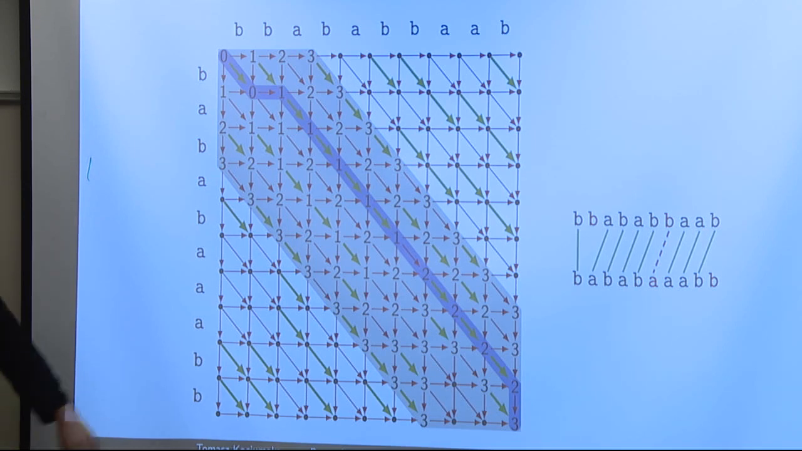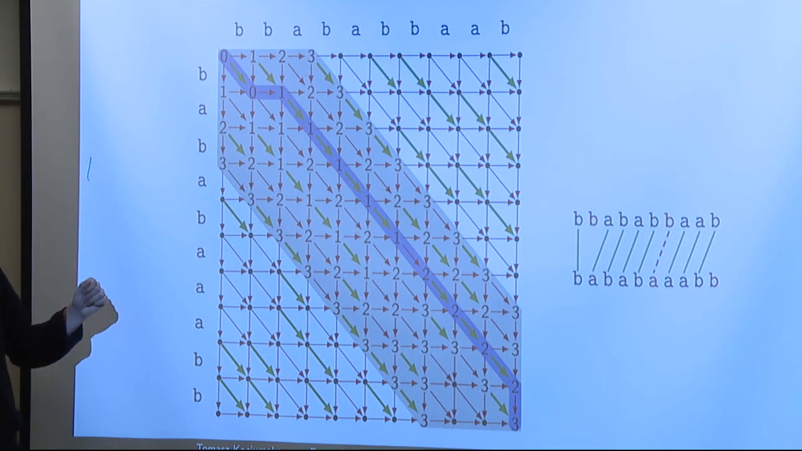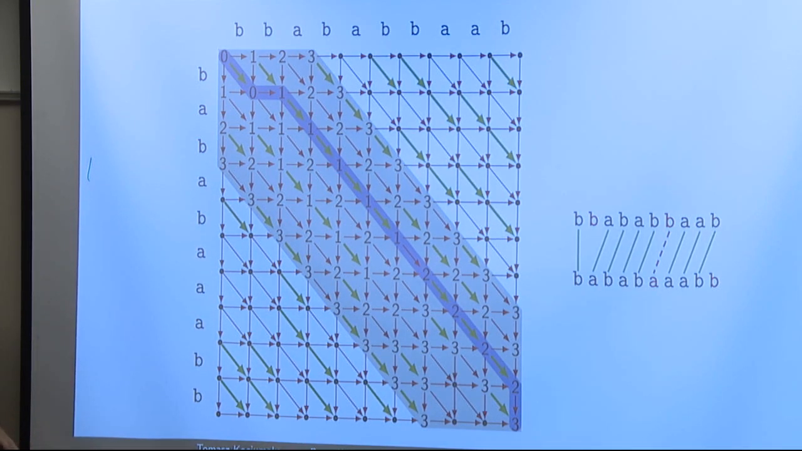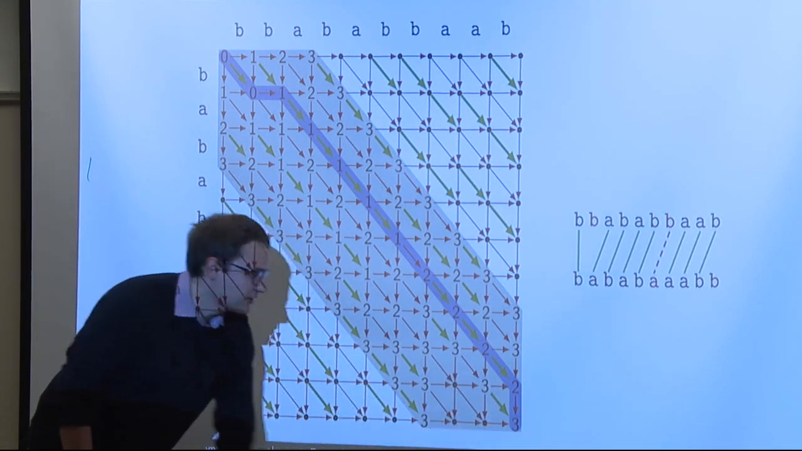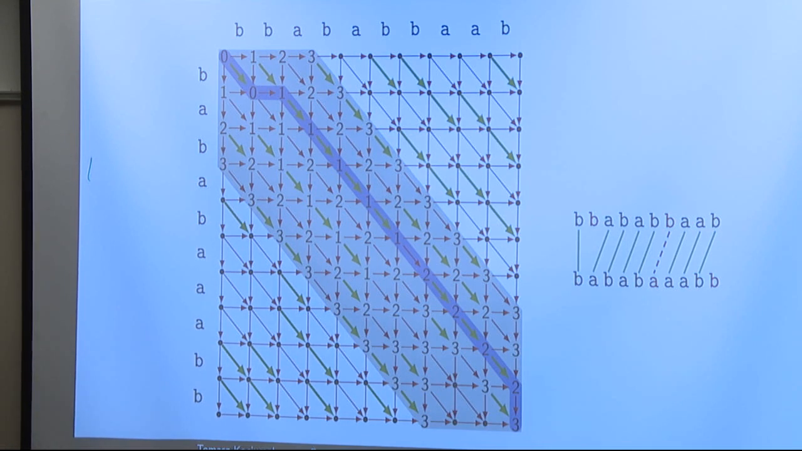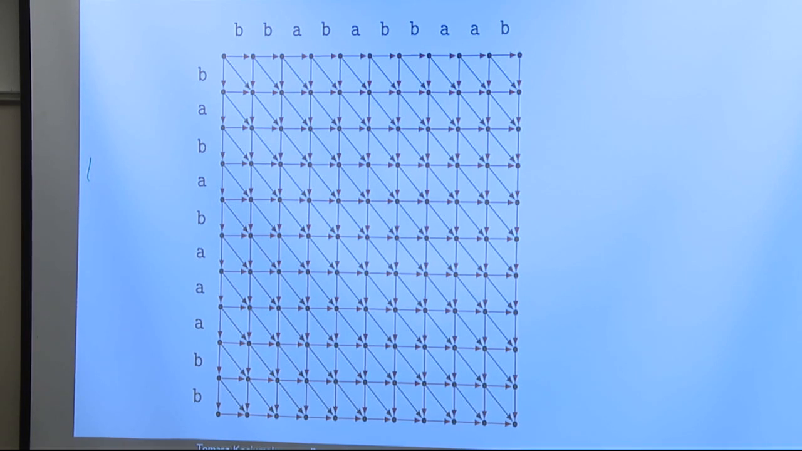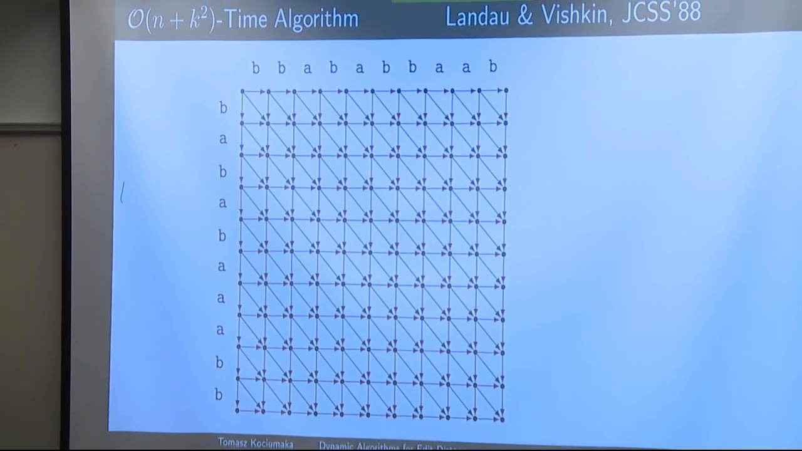Alternatively, you could just forget about the vertices outside this band and compute the distances in the remaining graph. For the distance to the bottom right corner, it wouldn't make a difference. Some other distances may change if you view this in this alternative way. Okay, this is n times k, but actually this approach can be implemented in n plus k squared time. And for this, let's just analyze it a little bit more carefully.